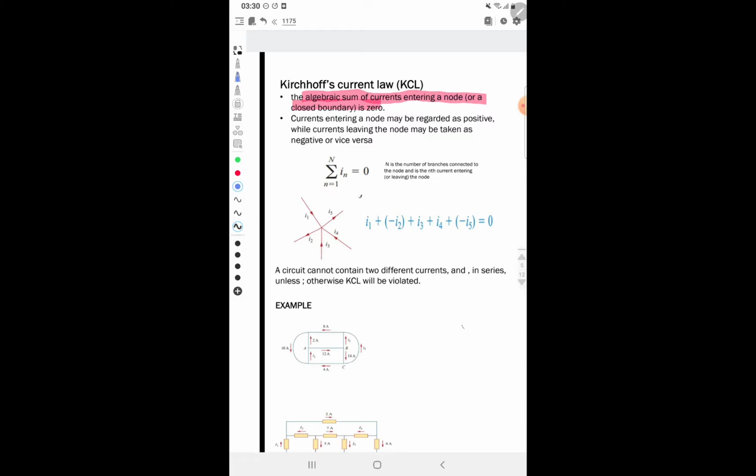Okay? Currents entering a node may be regarded as positive, while currents leaving the node may be taken as negative, or vice versa. Depende sa'yo. Okay? Depende kung ano yung trip mo. Kung yung negative naman yung pagpasok, okay lang naman, tapos yung palabas is positive. As long as the summation of these currents is equal to 0.